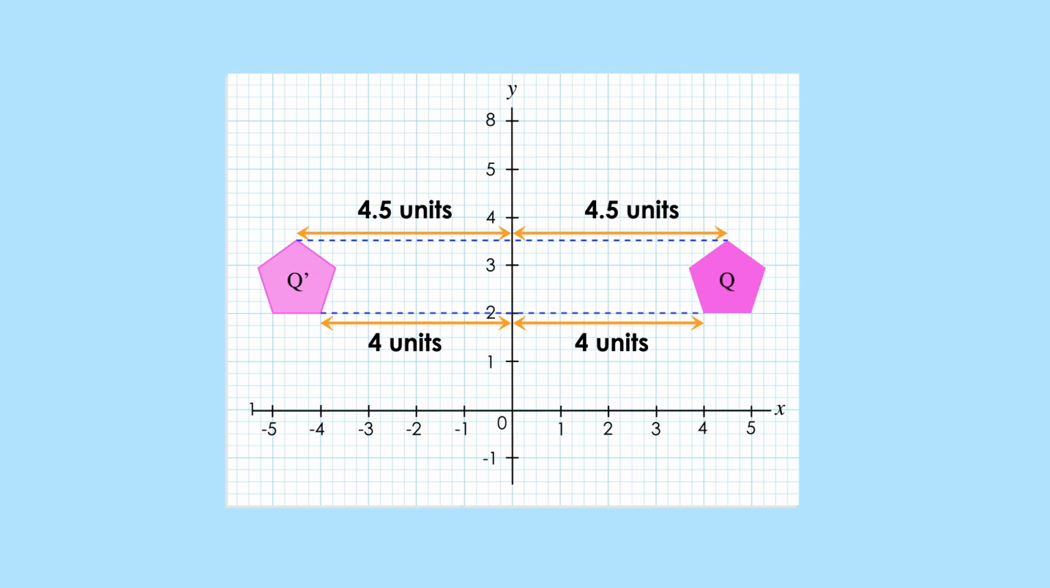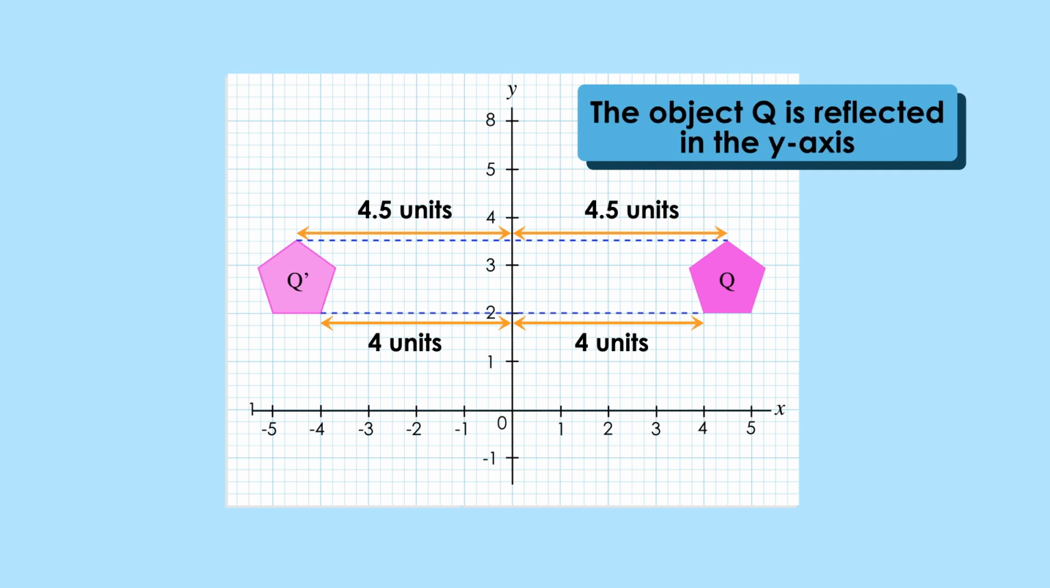Pupils, let's observe the orientation. Yes, the image has reversed orientation and forms mirror images with one another. Therefore, we can conclude that the object Q is reflected in the y-axis.